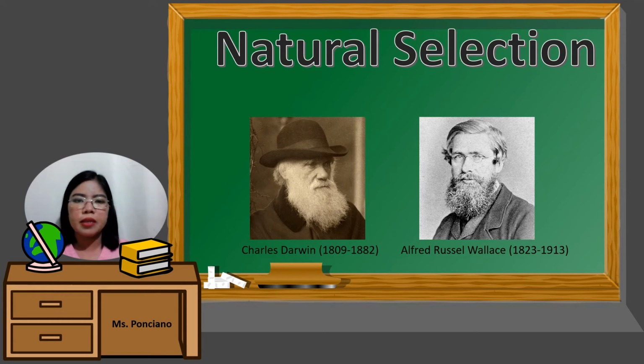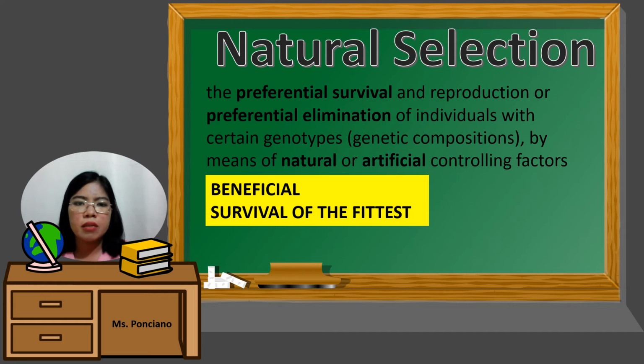Our third term is natural selection. Natural selection is a theory originally developed by Charles Darwin and Alfred Russel Wallace. It was Darwin, however, who made it more popular when he published his book on the origin of species. The meaning of natural selection is the preferential survival and reproduction or preferential elimination of individuals with certain genotypes by means of natural or artificial controlling factors.